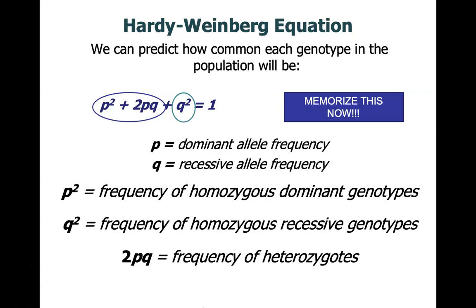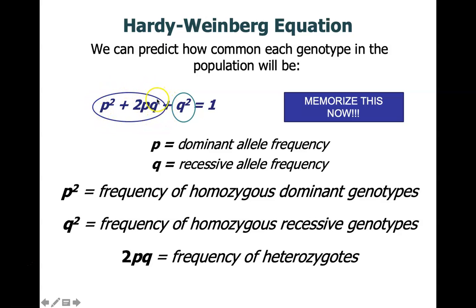Now we can use this to determine how many individuals we expect to have the dominant phenotype or the recessive phenotype. So the other thing we can use this equation for is to determine how many individuals we think are going to be homozygous recessive. So not only is q squared the frequency of the recessive genotype, it's also the frequency of the recessive phenotype. That's another thing you're going to have to memorize.